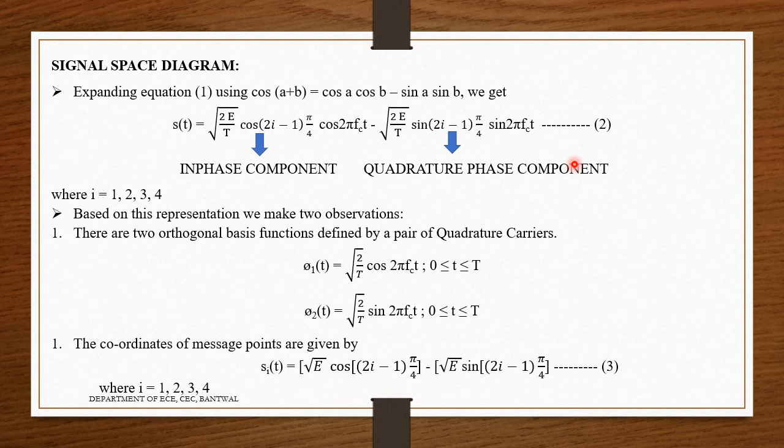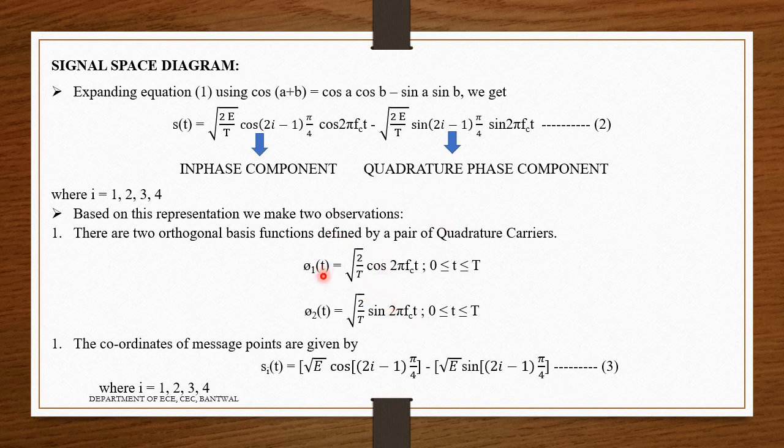So based on this representation, we can make two observations. That is, there are two orthogonal basis functions defined by a pair of quadrature carriers, right? One is cos 2 pi fct, and the other, phi 1 of t, phi 2 of t, we are representing as sin 2 pi fct. The same thing we used to do in the previous class.